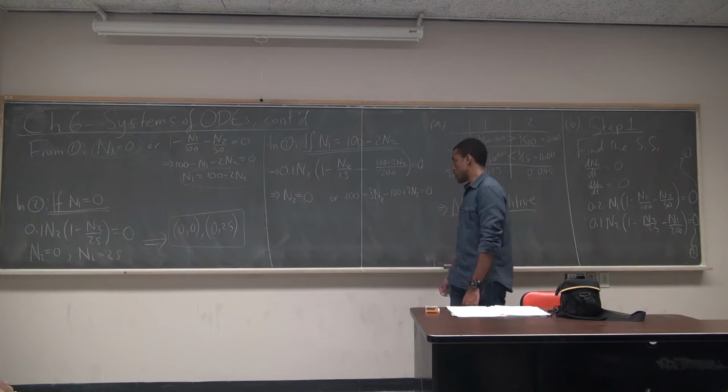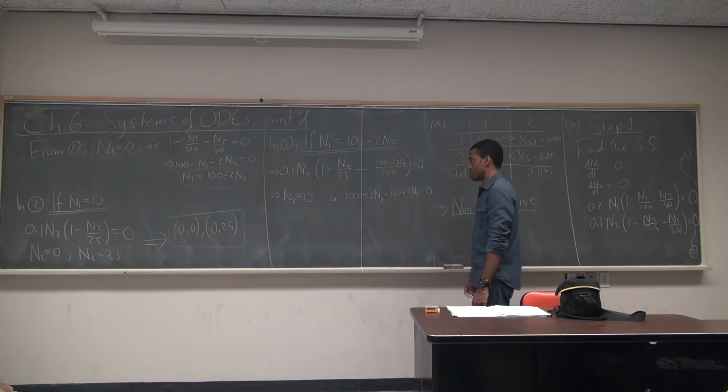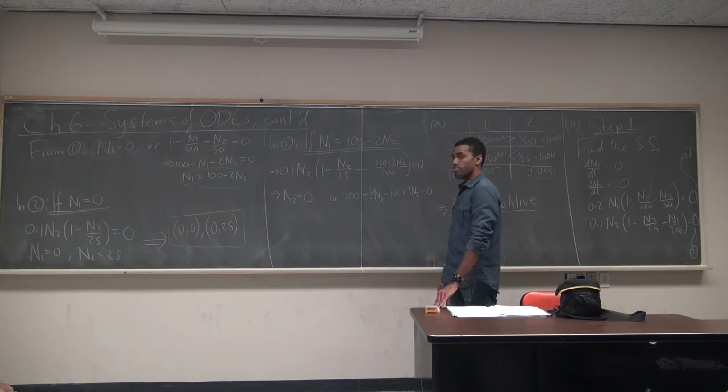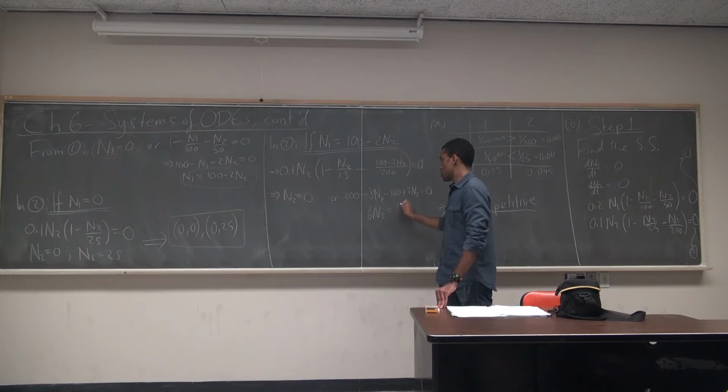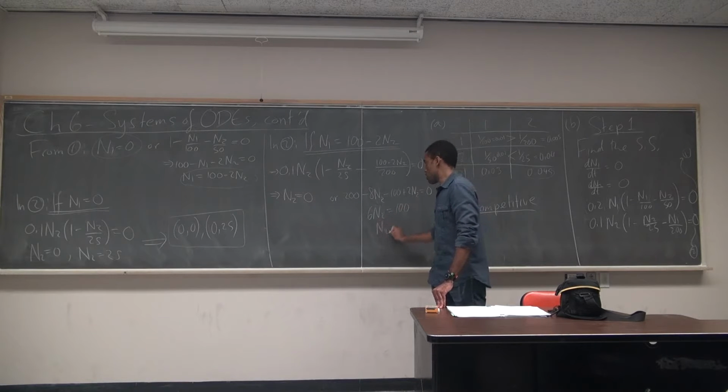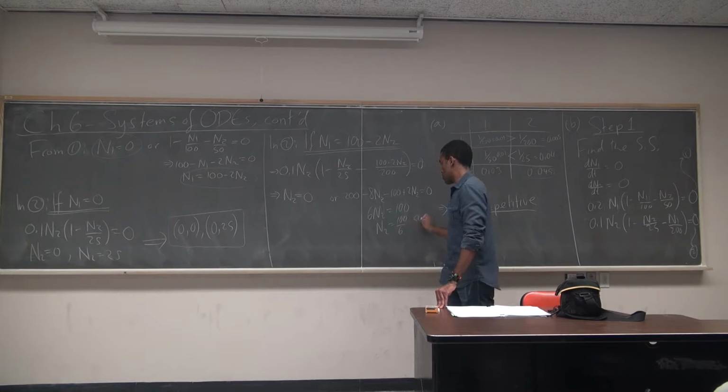So how do I solve this? I have minus 8 n2 plus 2 n2, that's minus 6 n2, which I bring over here, so I get 6 n2 is equal to 100, so that my n2 is 100 over 6, or 50 over 3.